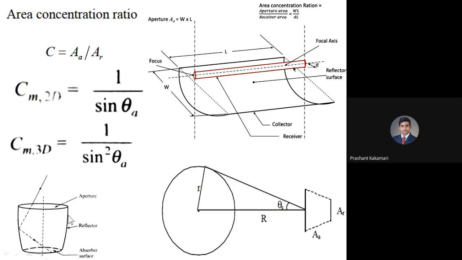Okay, so this combines aperture and the receiver. Aperture is having more area, receiver is having low area. Now, what to find out? How to find out this acceptance angle?